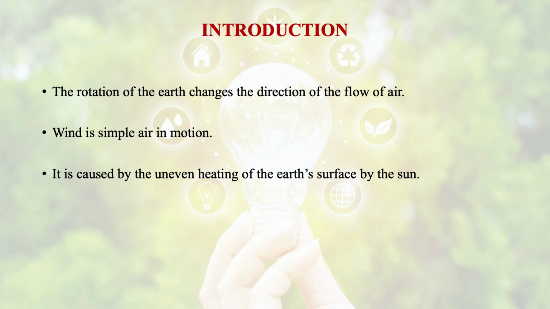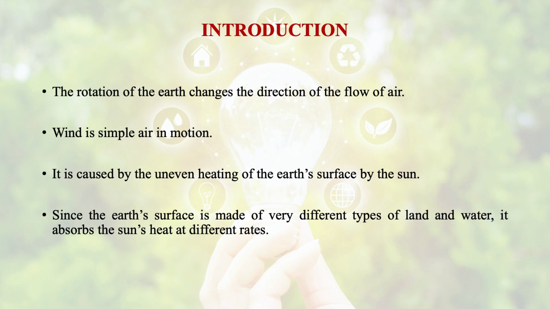It is caused by the uneven heating of the earth's surface by the sun, and since the earth's surface is made of very different types of land and water, it absorbs the sun's heat at different rates. Because when the land type and water surface is different, then absorptivity and emissivity and transmissivity of that surface is different. So the rate at which the heat is absorbed is also different, and so the motion of the wind is also different for different surfaces.